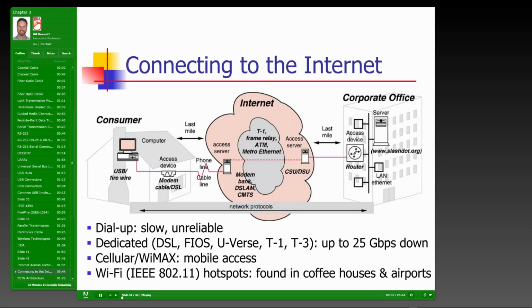So here's the big picture as far as connecting to the internet is concerned. On the left-hand side is our consumer, which could be a home or a business, and they've got a computer that is utilizing either a USB or a FireWire serial communications method to connect to a modem, which in this example is a DSL modem or a cable modem. Of course, many of you these days might have UVerse or FiOS, which is a much higher speed service than even cable or DSL.